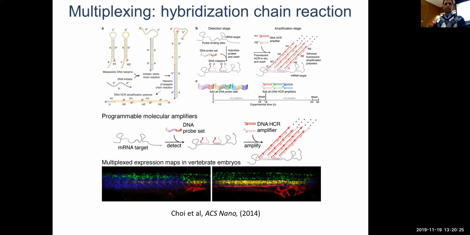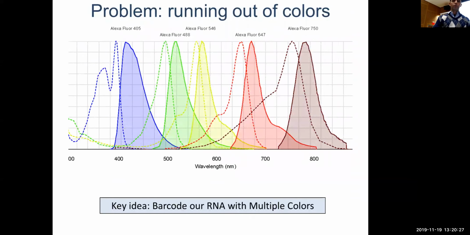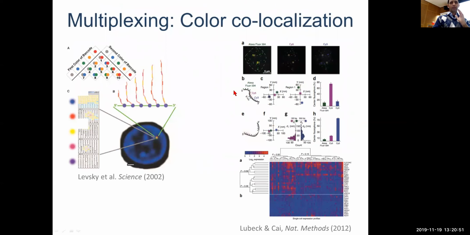Everybody with me? And then, of course, the problem is that you're running out of colors. Basically, there's only so many fluorophores that you can use, and then depending on the branch length, the wavelength that they emit at, there might be a lot of difficulty in being able to differentiate them. And yes, you could add more peaks, but then the signal to noise will be reduced because you will have a lot of sort of leaking across these wavelengths.